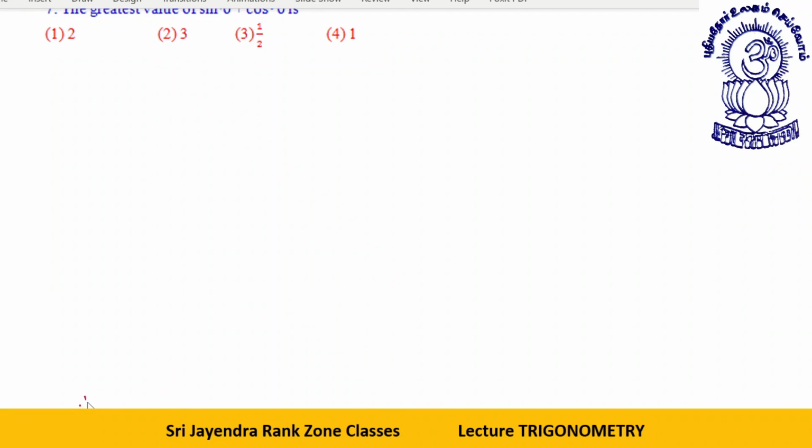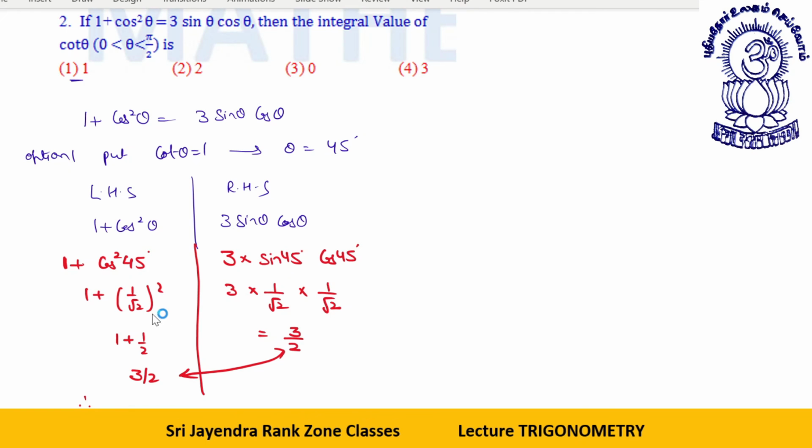Therefore, just a second here, students. Therefore, option 1 satisfies, equates LHS and RHS. That should be the precise wording. Equates LHS and RHS. So this is your answer. Okay. Option 1 is the answer. Next one.